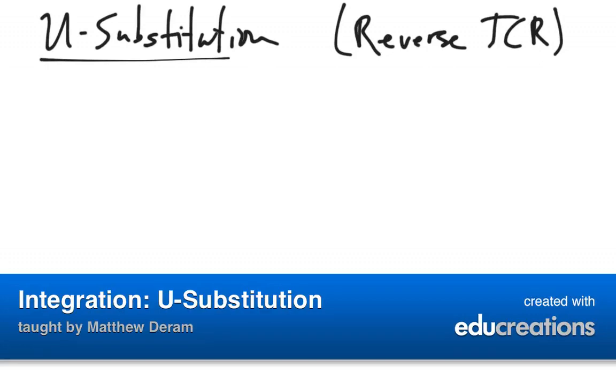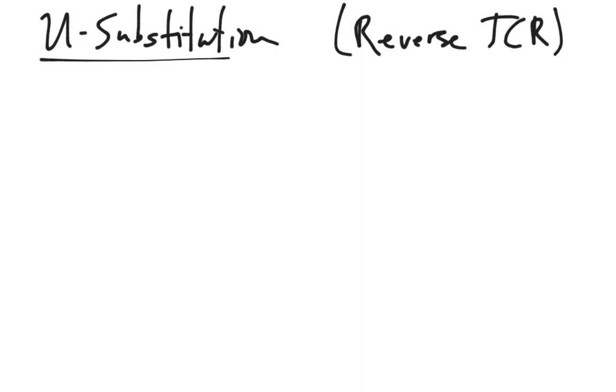In this video, we're going to learn about U-Substitution, which is probably the most important integration rule. And the reason it's the most important integration rule is because the chain rule is probably the most important derivative rule, and U-Substitution is basically reverse chain rule.